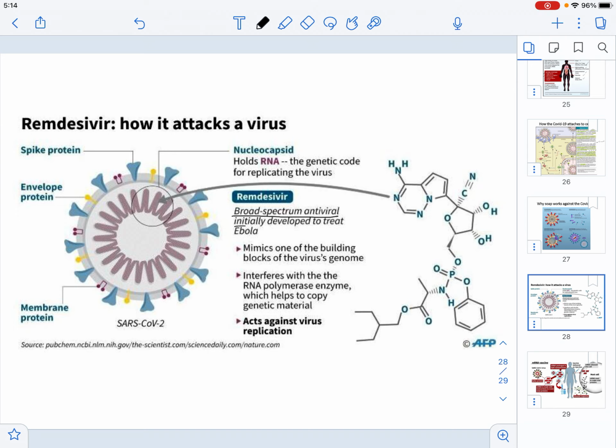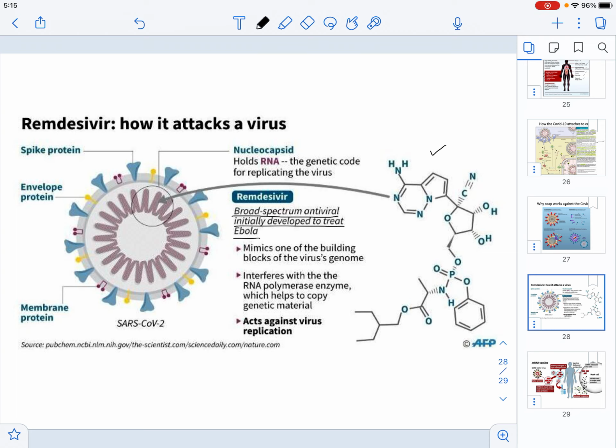to treat Ebola. Now, when it comes to structurally how Remdesivir, which you can see the molecule on the right side of the slide, works, the reason why it can work against COVID-19 is because Remdesivir mimics one of the building blocks in the virus genome. In addition, it can interfere with the RNA polymerase enzyme that we discussed previously when we went over the replication of COVID-19 and other coronaviruses.